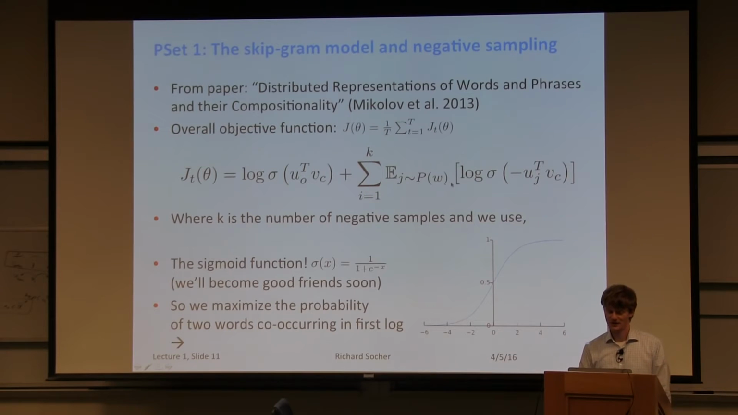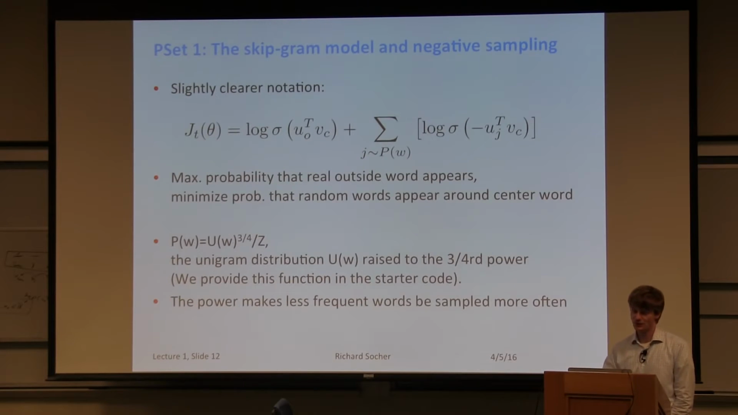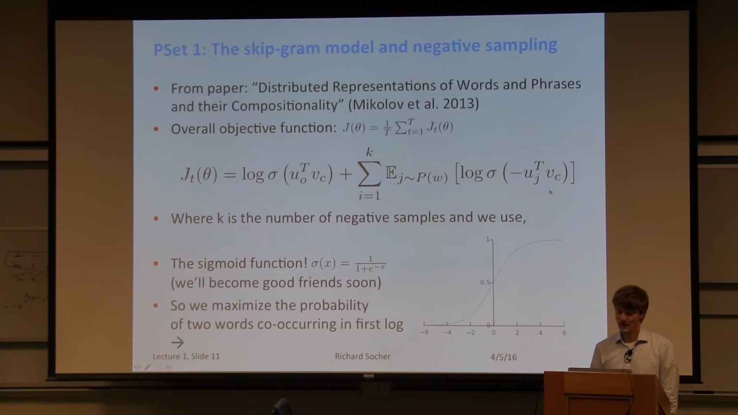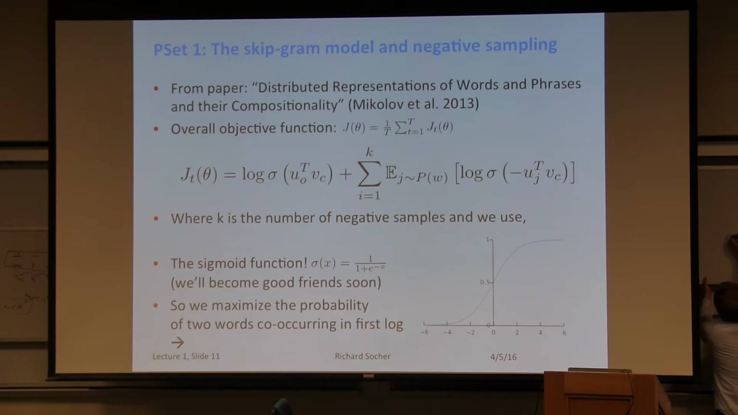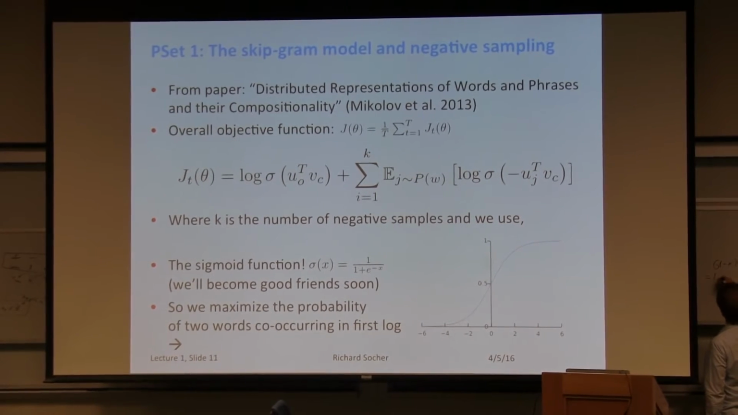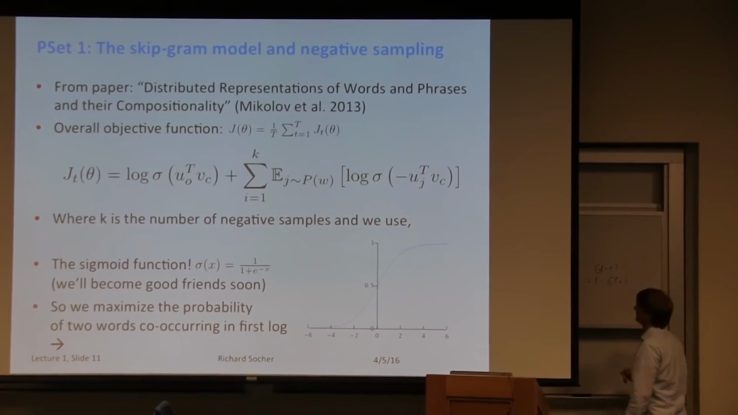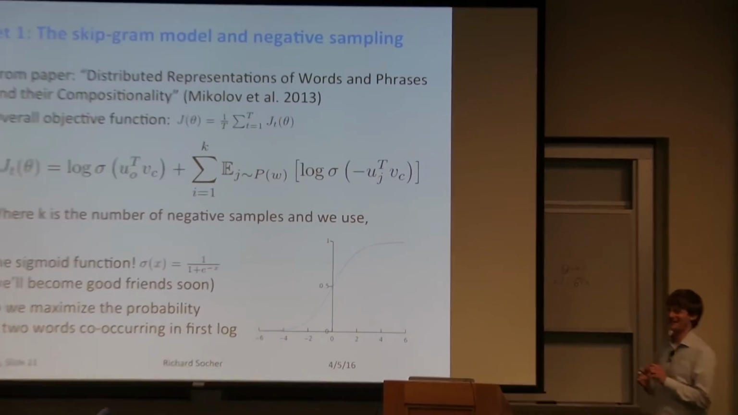If you don't find it intuitive that we're minimizing this, one thing you might want to look at and prove to yourself is that sigmoid of minus x equals 1 minus sigmoid of x. I wish I could just write something on the board.